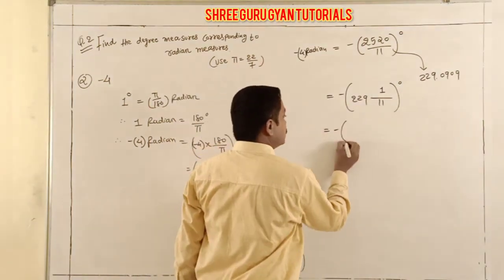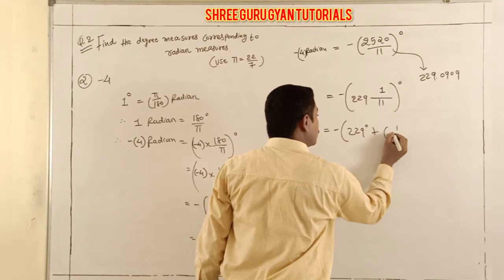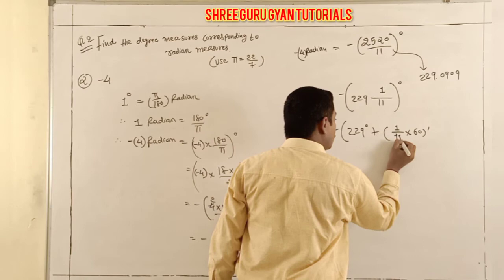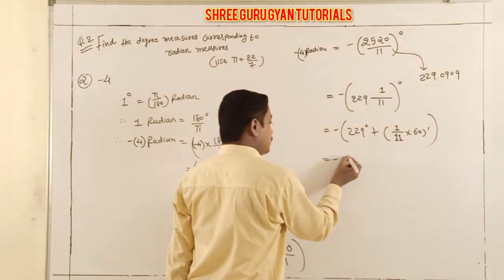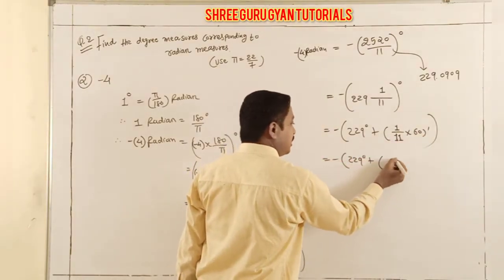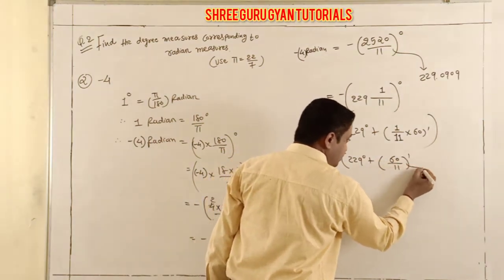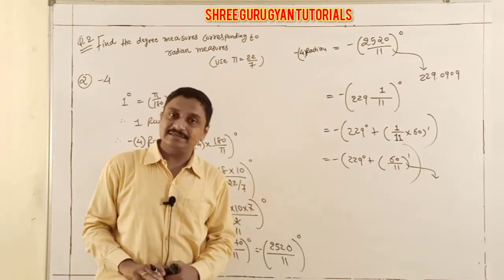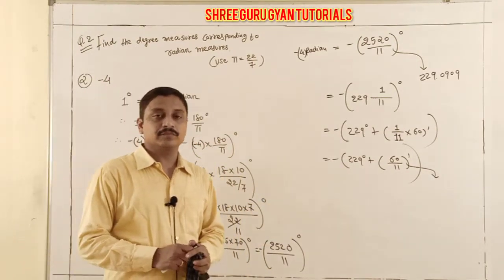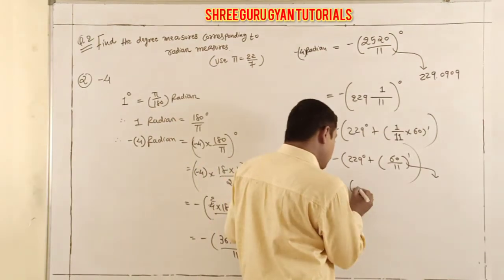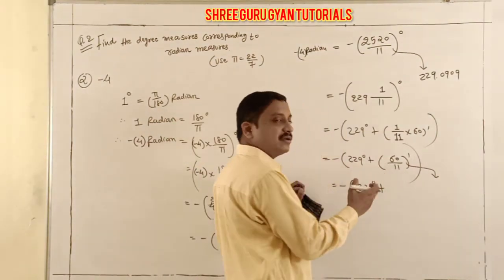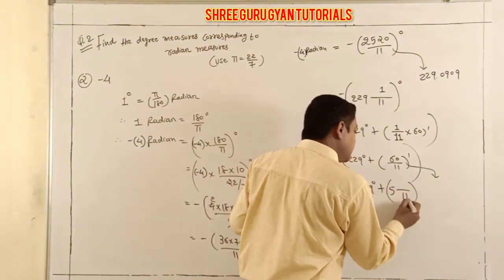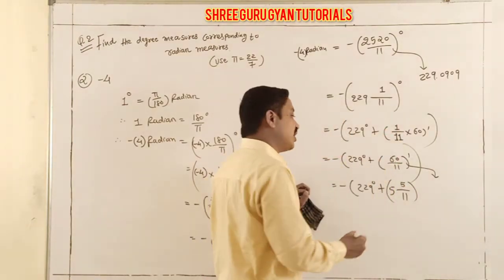So my value is 229 degree plus 1 by 11 into 60 minutes. That's your value. So finally 229 degree and 60 by 11 minute. Students, calculate 60 by 11 again by using the calculator. So this value is 229 degree plus, easily calculated, 11 5s are 55. You get only 5 minutes.